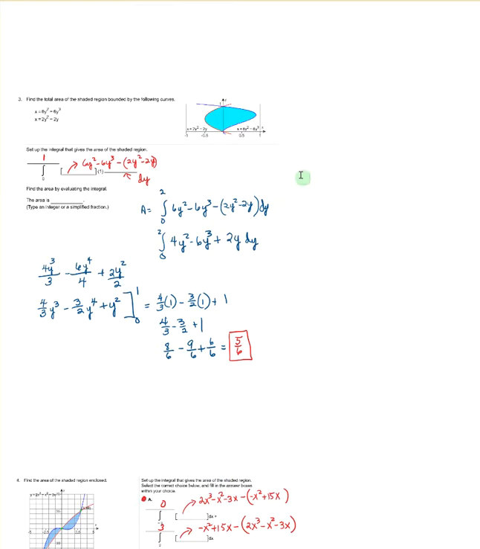All right, this one's a little different. If we notice that these are x equals curves, x equals y squared and y cubed, and so they're going on either side of the y-axis. We can form them the same way, except our limits of integration are from 0 to 1. I don't know why I wrote 0 to 2. That's crazy. I'll have to fix that.